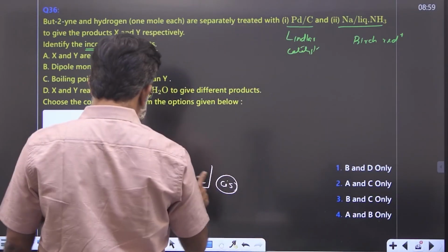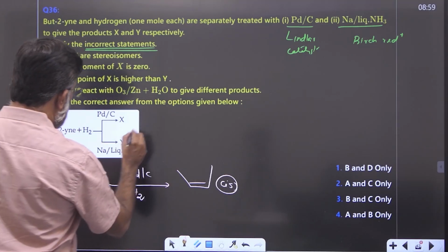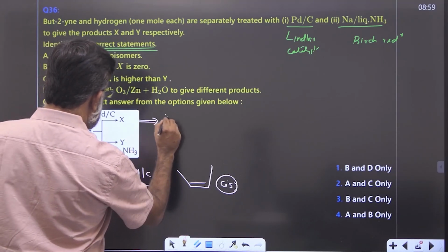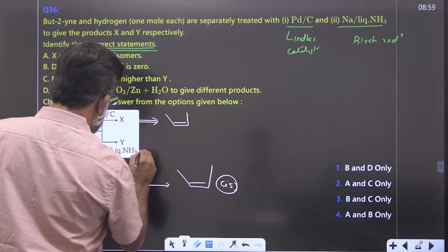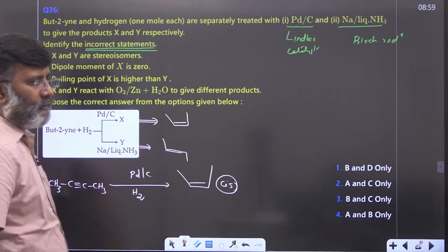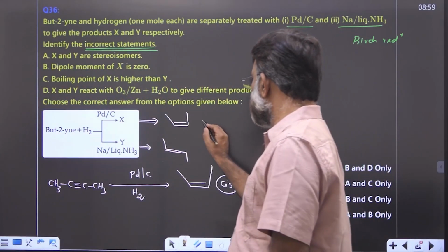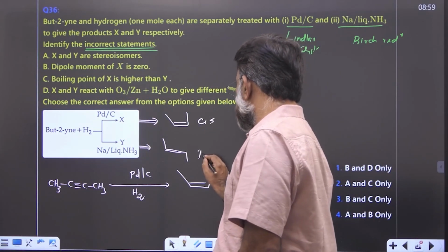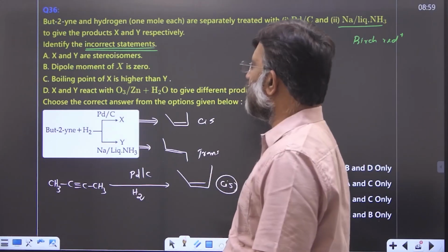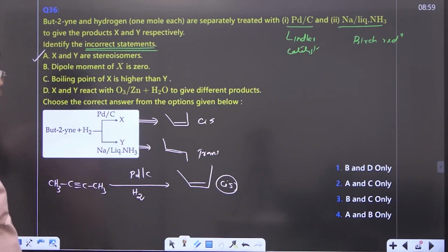So here you get a cis product, while here you will be getting the trans product. A very important reaction available in the textbook we are learning. This is the cis product and this will give you the trans product. So statement 1 is the correct answer. Statement 1 is a correct statement.